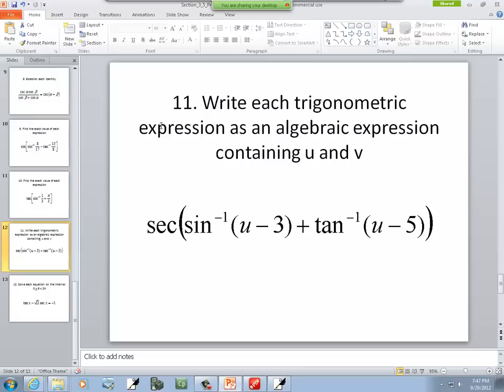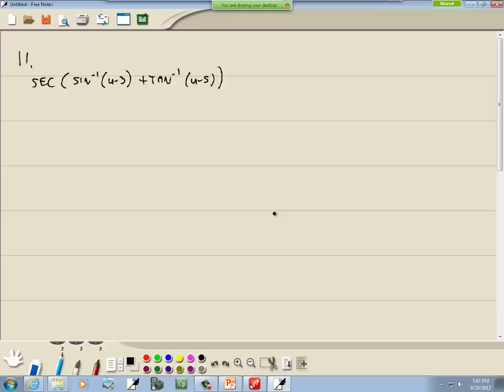What we're going to find is, since I put extra items in here that the book didn't have, this will be a little bit more complicated than in the book, and you can't get u and v by themselves strictly. Well, you probably could, but it's not worth the effort. We're just basically going to use our formula to rewrite it. Now we don't have a formula for secant, but that's okay. We have a formula for cosine. So I can rewrite this as 1 over cosine of inverse sine of u minus 3 plus inverse tangent of u minus 5.